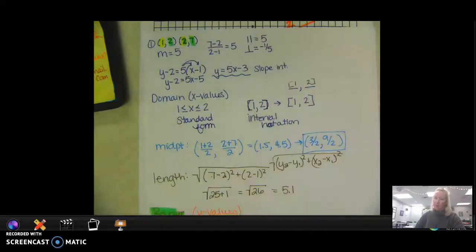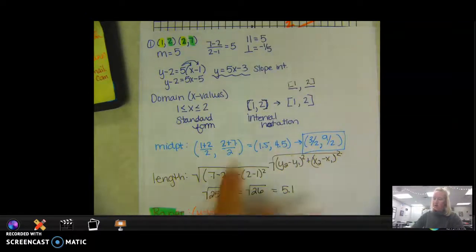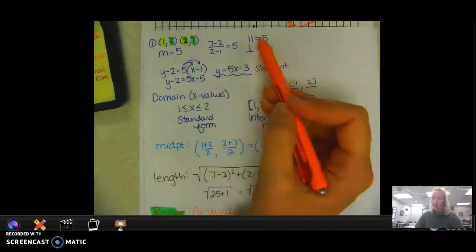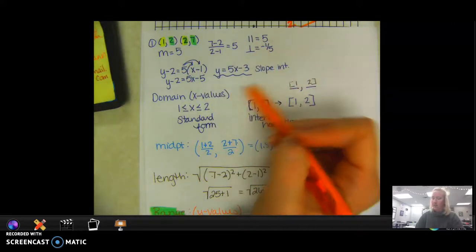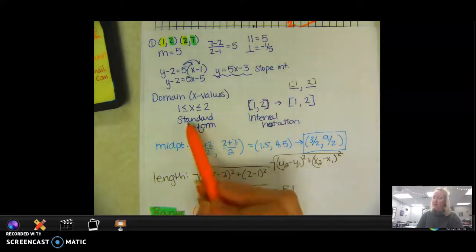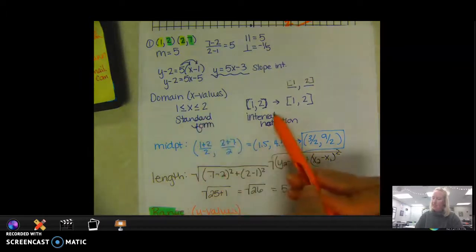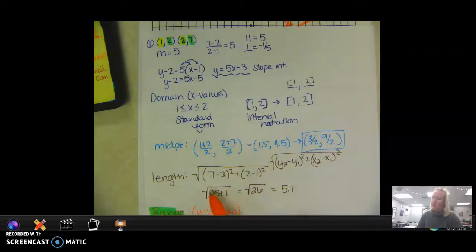So every question that you're going to have, you're not going to do all these parts, but you're going to do half of these. You're going to be finding slope, and whether it's parallel or perpendicular. You're going to find the equation for the line. You're going to either do domain or range, and either standard notation or interval. Then you'll either do midpoint or length.